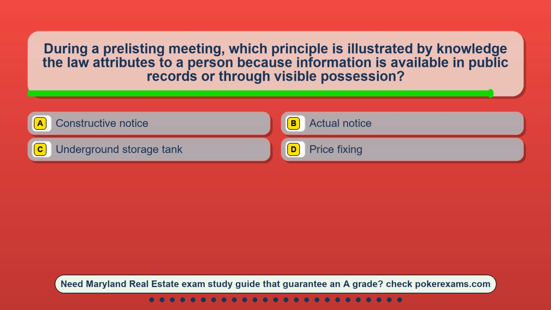Question 9. During a pre-listing meeting, which principle is illustrated by knowledge the law attributes to a person because information is available in public records or through visible possession? Option A, constructive notice. Option B, actual notice. Option C, underground storage tank. Option D, price fixing.